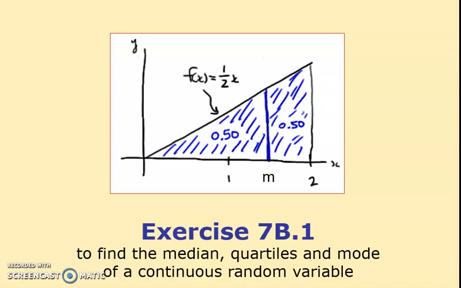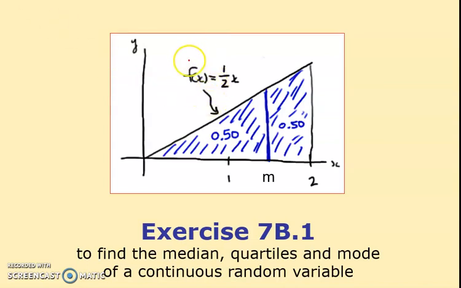Hi there, this is the first look at exercise 7B, more statistics. Looking again at these continuous random variables, where effectively we get a formula which describes the probability over a range of values for x. And this is one such example.